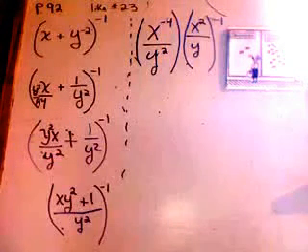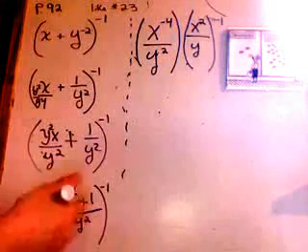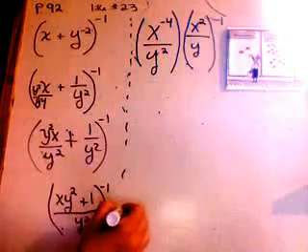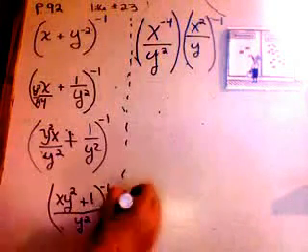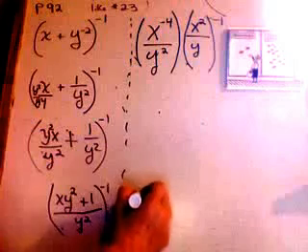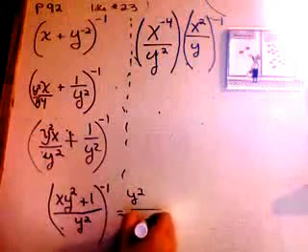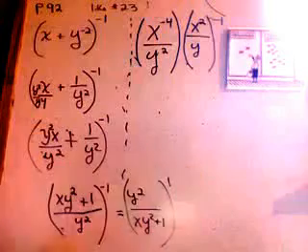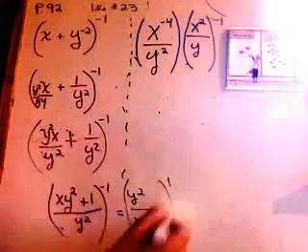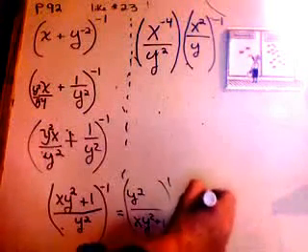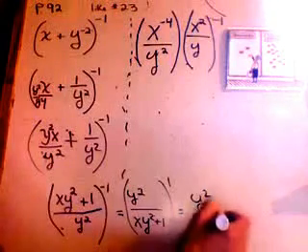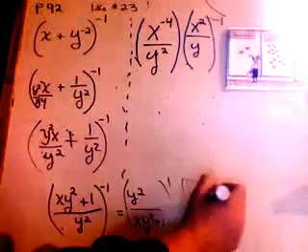Now, what I can do is I can invert this fraction, which we learned how to do last year. Basically, I can write it as y squared over xy squared plus 1 all to the positive 1. And if it's to the positive 1, now I can just write it like this, y squared over xy squared plus 1. There's nothing else I can do here.